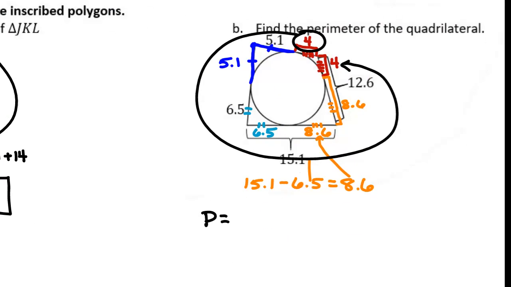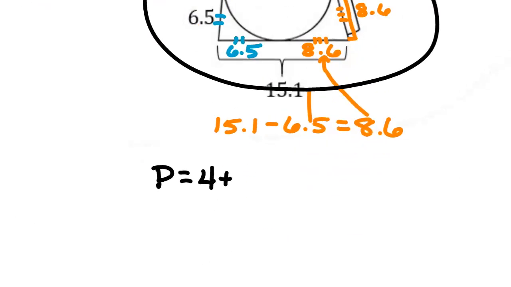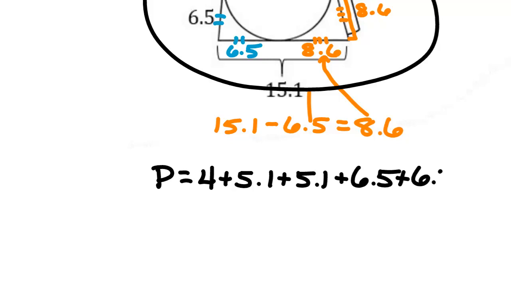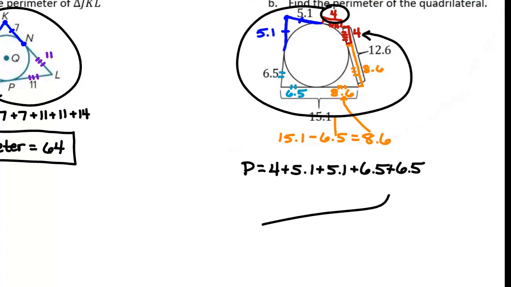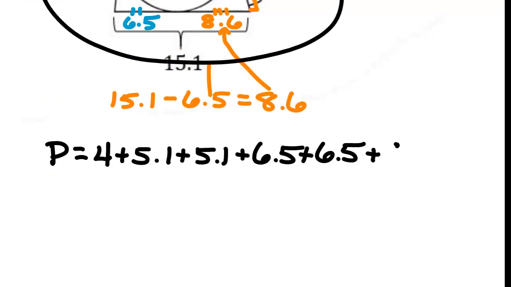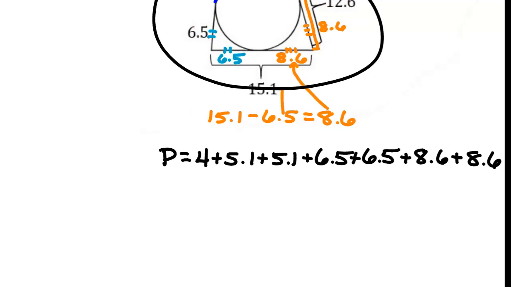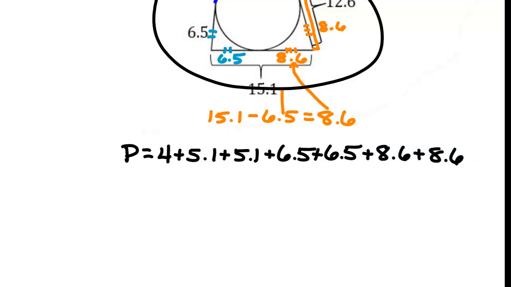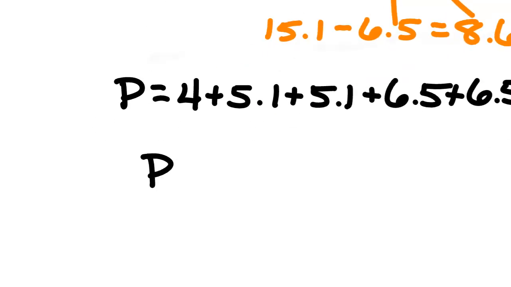So 4 plus 5.1 plus 5.1 plus 6.5 plus 6.5 plus 8.6 plus 8.6 plus 4. Need a little bit more room to add my plus 4 on the end. There we go. Now I have to add all of those together to find my perimeter.